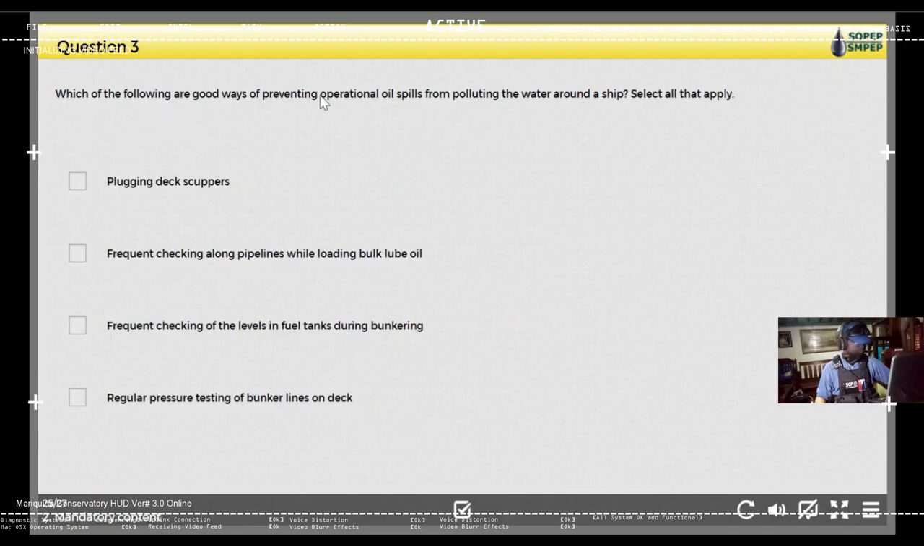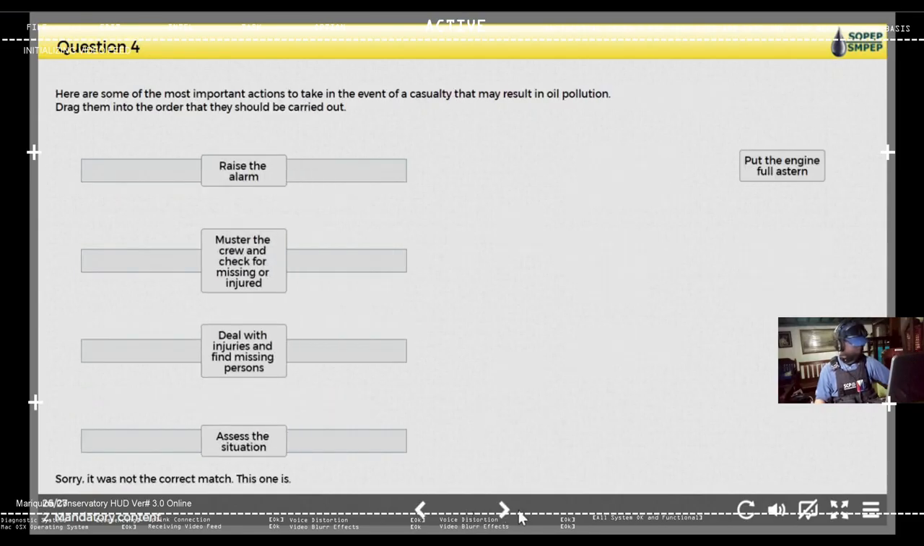Which of the following are good ways of preventing operational oil spills from polluting the water around the ship? Select all that apply. Plugging the scupper plugs. Frequent checking of fuel tanks. I don't know about that. This is probably the engine, and I'm a deck, so I don't know about this one. But we'll just give a tick on all the boxes. Oh, what do you know? All of them. I'm not an engine guy, but it says that all of these answers are valid.